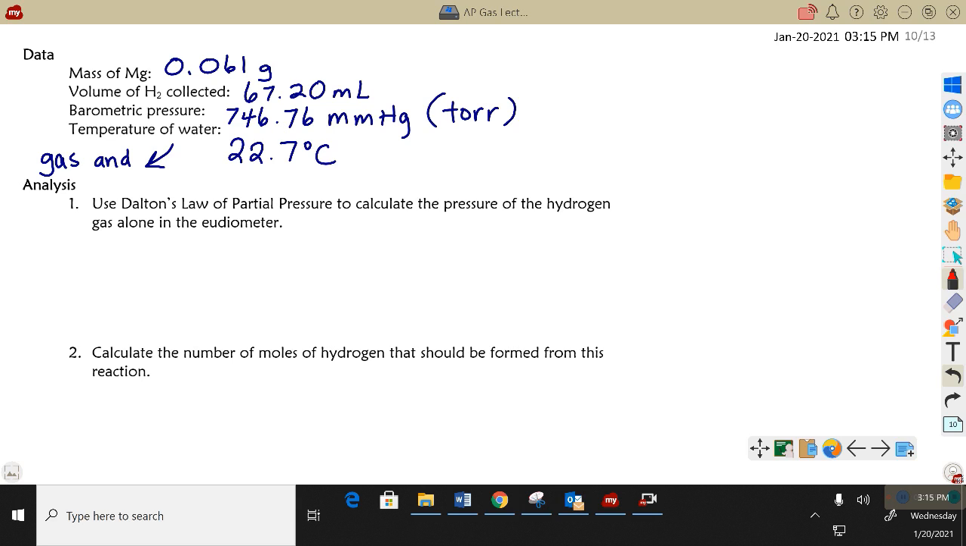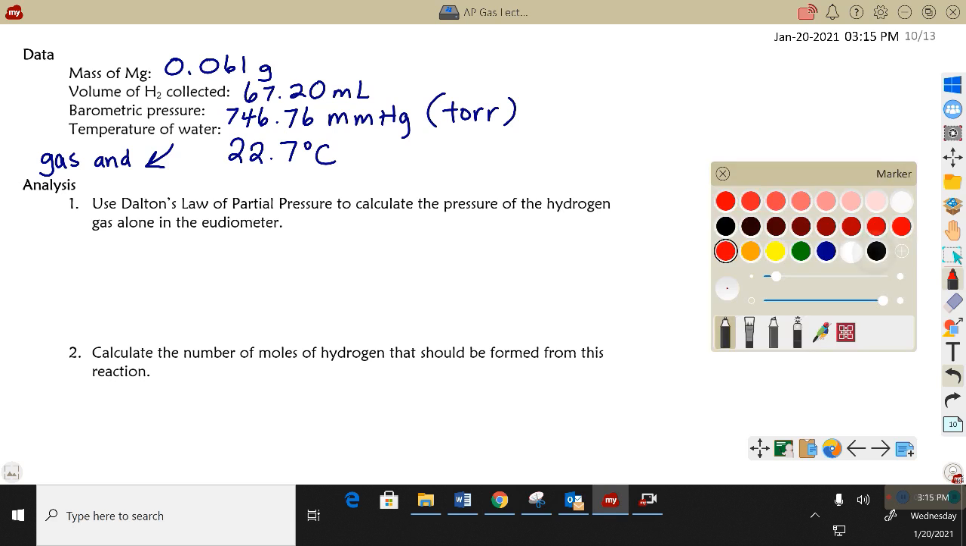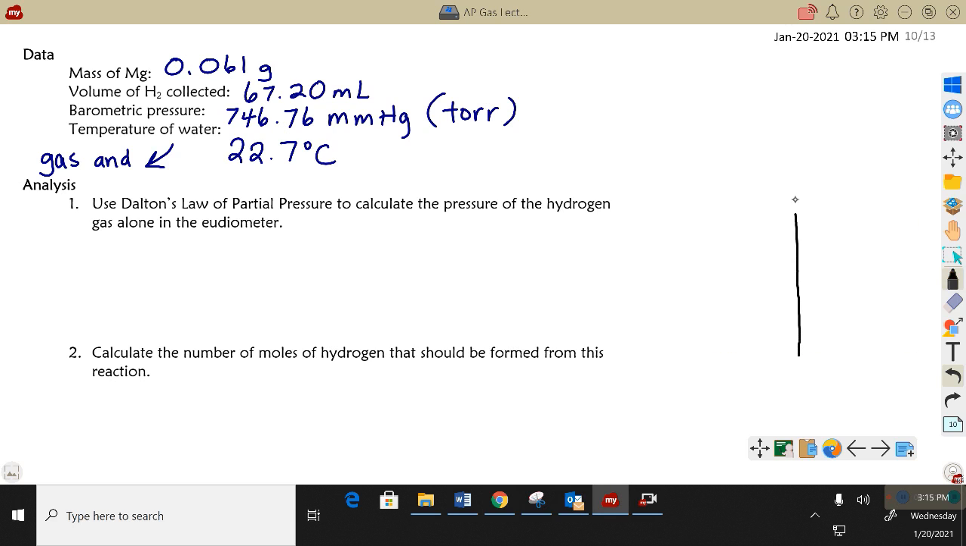And then finally, we eventually want the temperature of the hydrogen gas, but the nearest thing to the hydrogen was the water. And so we could easily take the temperature of the surrounding water, and then we're going to make a little assumption that because the gas was in direct contact with the water, they were probably at the same temperature.